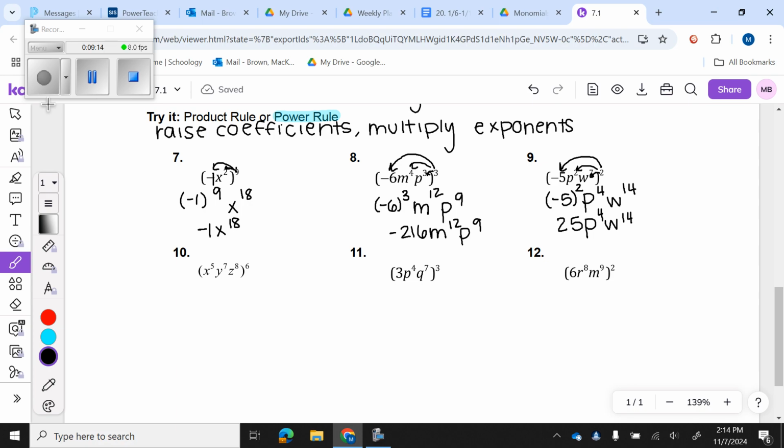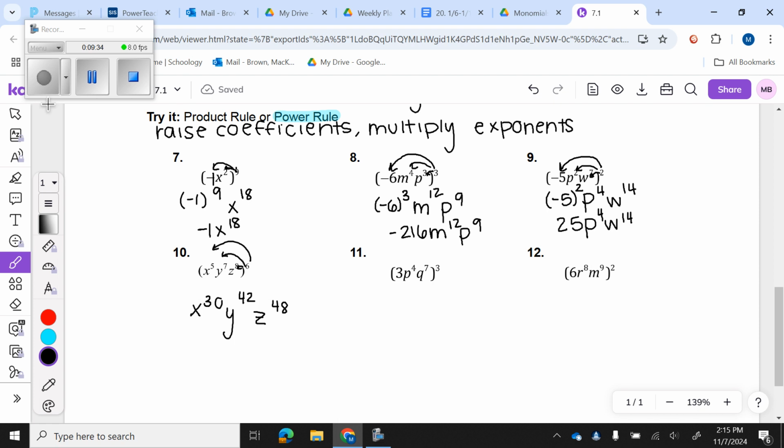All right. These 3 at the bottom. Number 10 doesn't have a coefficient, so I don't have to worry about that. I'm basically just distributing this exponent. I'm going to have x to the 6 times 5 is 30, y to the 6 times 7 is 42, and z to the 6 times 8 is 48.